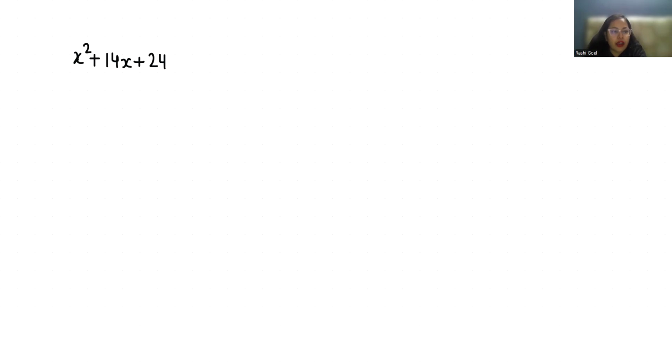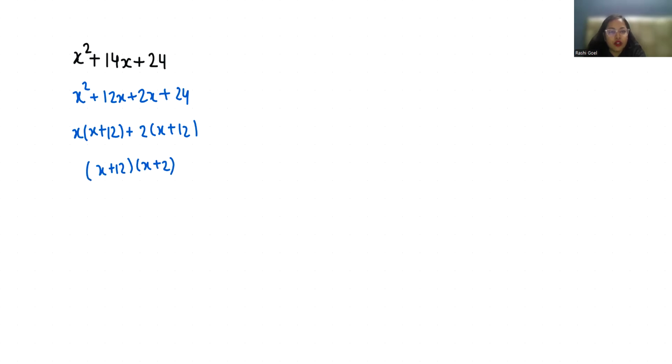So we can rewrite this equation as 12x + 2x + 24. Now from the first two terms, if I take x as common, we get x + 12, and if I take 2 as common, we get x + 12. Now x + 12 is common, so (x + 12)(x + 2). So these are the two factors.